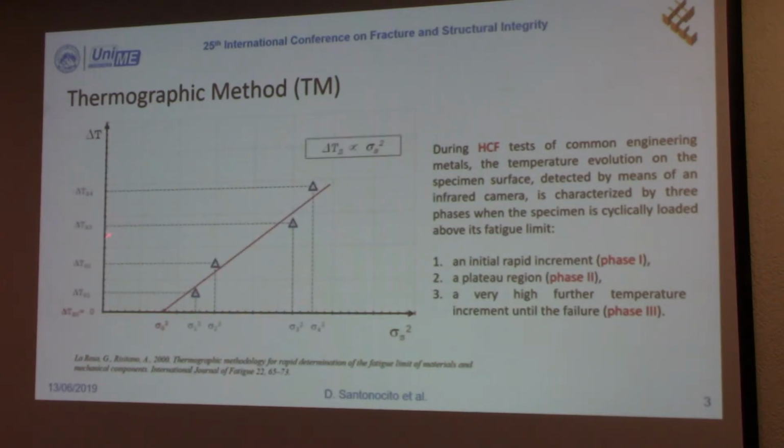So we can plot the stabilization temperature for the different stress levels at which we test the material versus the stress level. And we can make a linear regression, and then the intersection between the linear regression and the stress axis gives us useful information about the fatigue limit of the material.